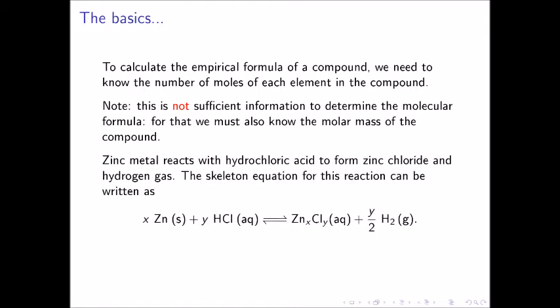Zinc metal reacts with hydrochloric acid to form zinc chloride and hydrogen gas. The skeleton equation for this reaction can be written as X moles of zinc metal plus Y moles of hydrochloric acid going to ZnXClY aqueous plus Y over 2 moles of H2 gas. While we don't know immediately the values of X and Y, the ultimate goal of this experiment is to calculate the ratio of Y over X.